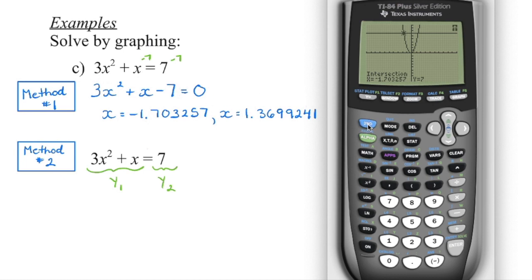And now again, second function trace. And we're going to choose number 5. We're now looking on this side where those two graphs intersect. So we're going to move our cursor over so we're close. Are we on the first curve? Enter, enter, enter. And you can see there again, we get the same value.